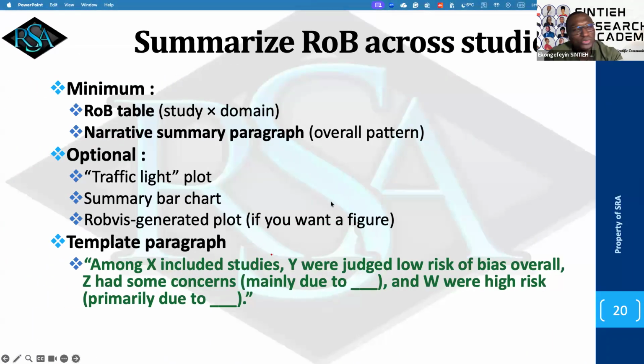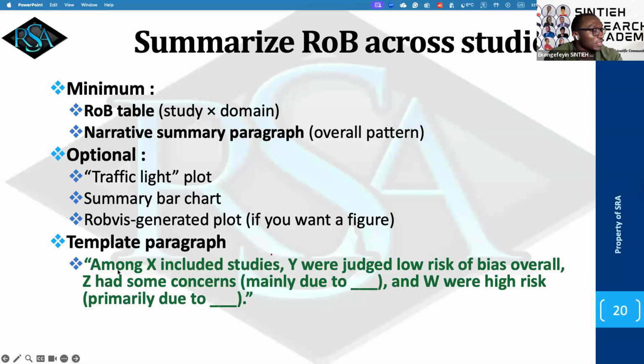So generally, when you report, you always have a table with the study and the domains, and then a small narrative paragraph. Optional, there are many ways to present that. You can present it as a chart, which is very nice.